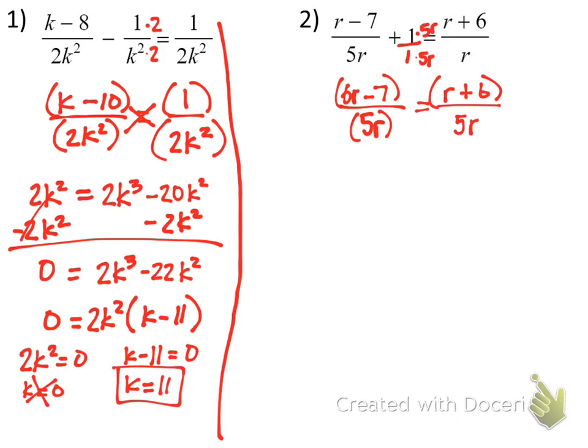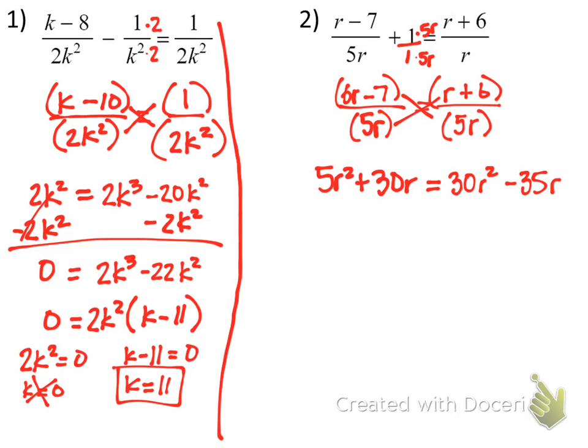We can cross multiply. 5r times r is 5r squared. 5r times 6 is positive 30r. It's all equal to 6r times 5r is 30r squared. Negative 7 times 5r is negative 35r. I'm going to combine like terms. I'll just move everything to the right-hand side. So I'm going to subtract everything by 5r squared. And I'm just going to subtract 30r on this side and do the same thing on the opposite side.